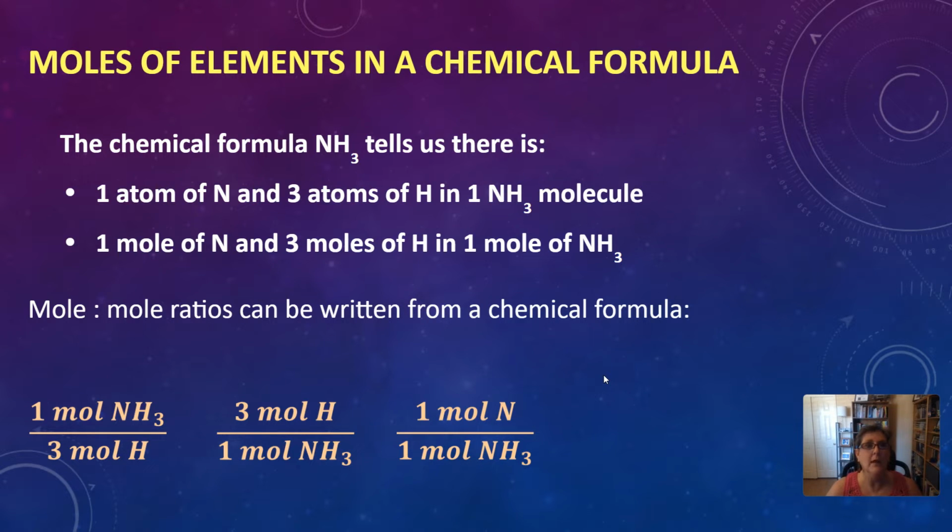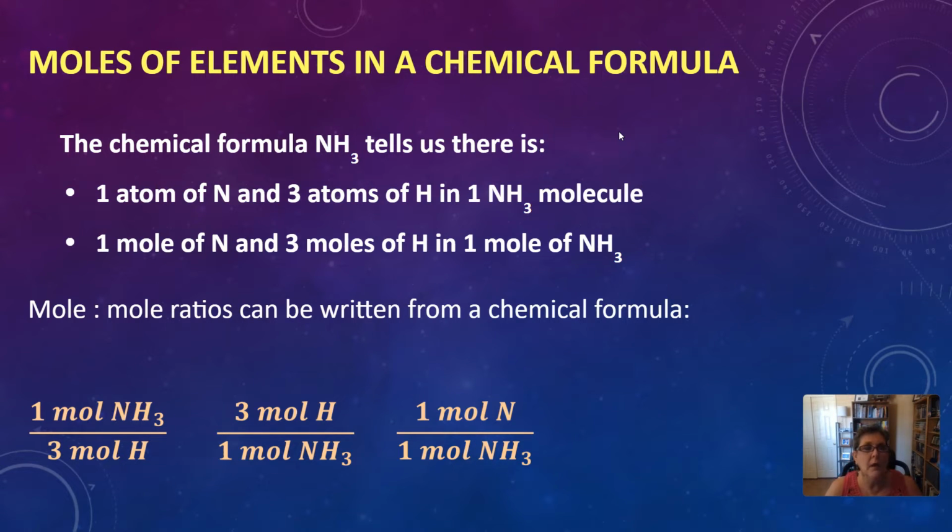For example, the chemical formula is NH3. You can see NH3 up here. And what does that tell us? Well, it tells us there's one atom of N, nitrogen, and three atoms of H, hydrogen, in one NH3 molecule. It tells us that. But again, atoms and molecules are so tiny, we can't hold them, right?